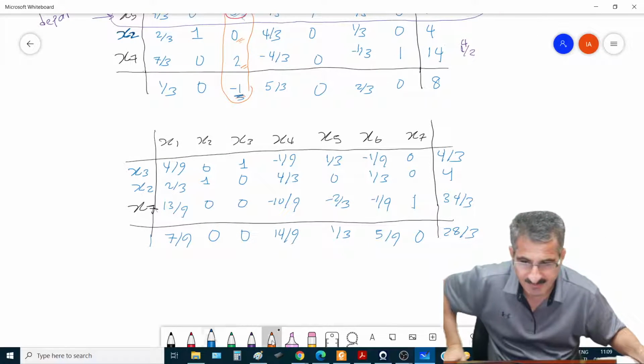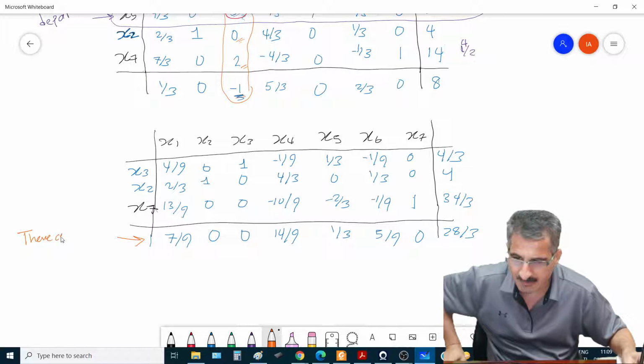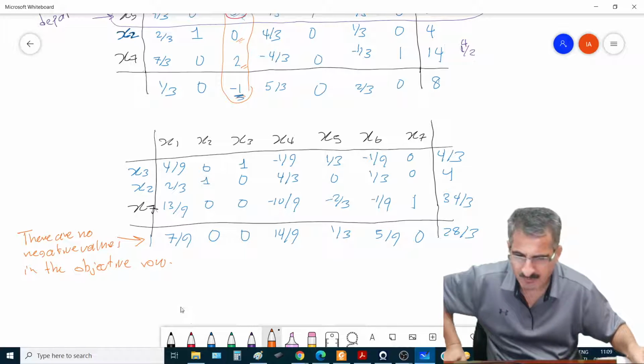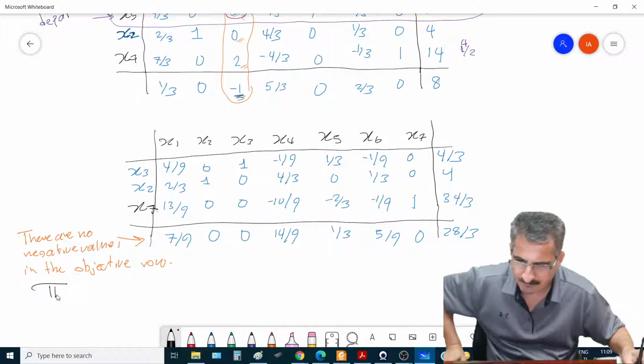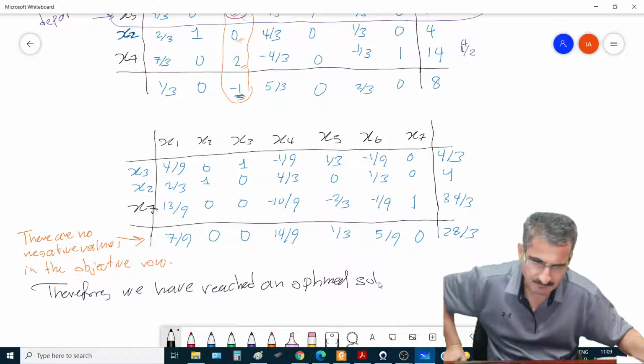Now if you look at this row in here, the objective row, there are no negative values in the objective row. Therefore, we have reached an optimal solution to the problem. What is the optimal solution?